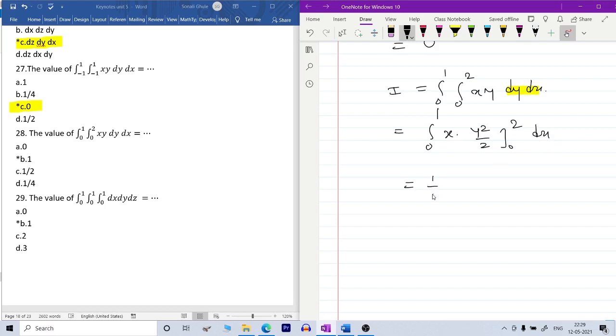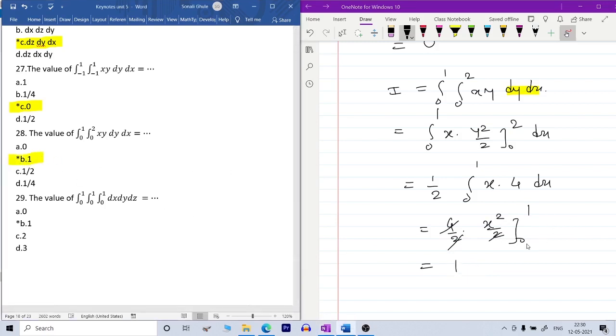That is equals to 1 by 2 is constant, keep outside 0 to 1, x into, applying the upper limit, so it is 4 minus 0 is 4 dx. That is equals to 4 upon 2, x square upon 2, limit from 0 to 1. So here 2 2s are 4 get cancelled, and if we apply a limit, so 1 square, that is 1 minus 0 is 1. So your final answer is 1 only, as you can see.